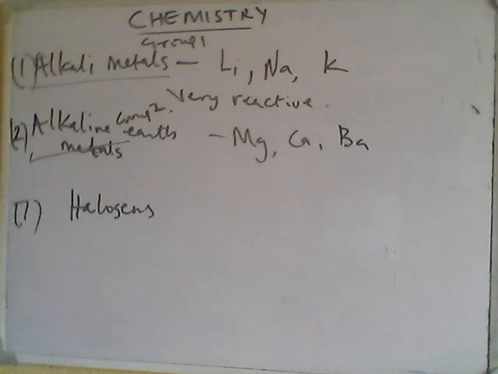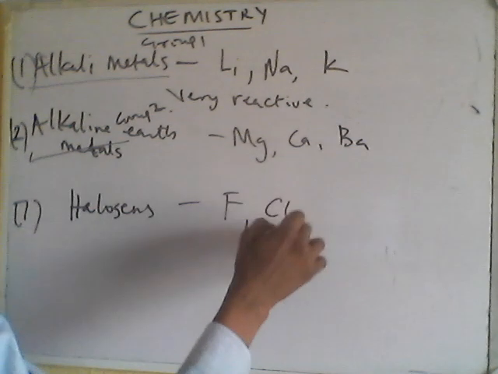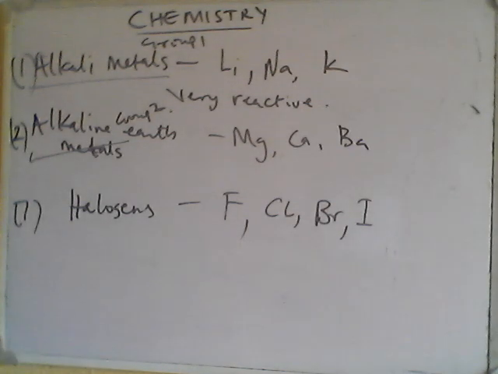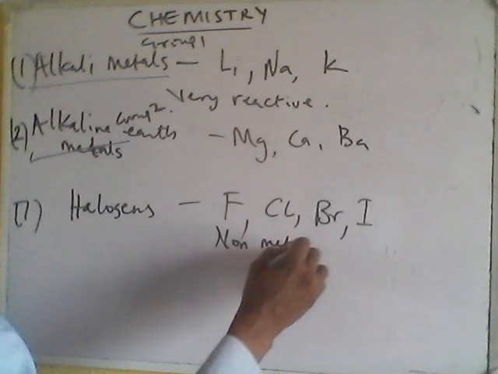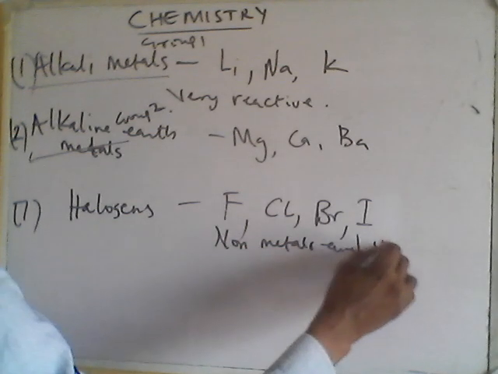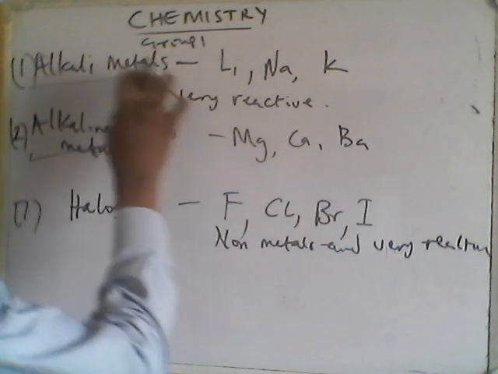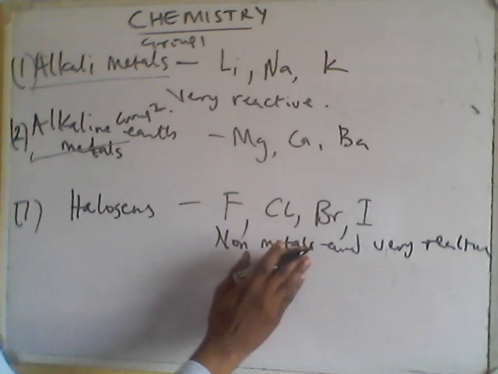Now the halogens are elements like fluorine, chlorine, bromine, and iodine. They are non-metals and very, very reactive. Yes, non-metals and very reactive. So now look at this trend. These are metals, reactive on this extreme end, and these are non-metals in group 7, and non-reactive on that extreme edge.